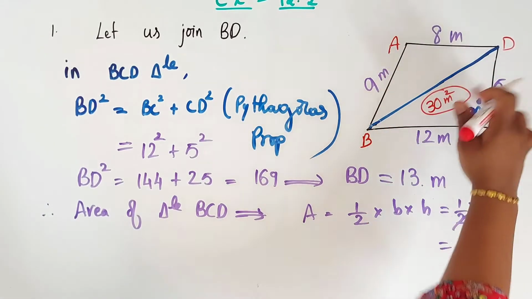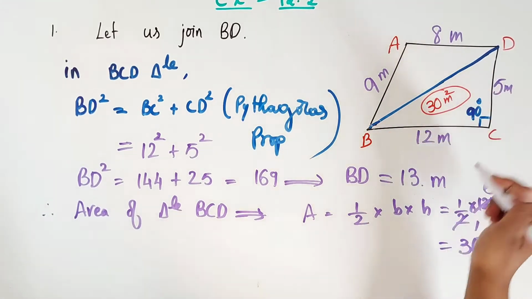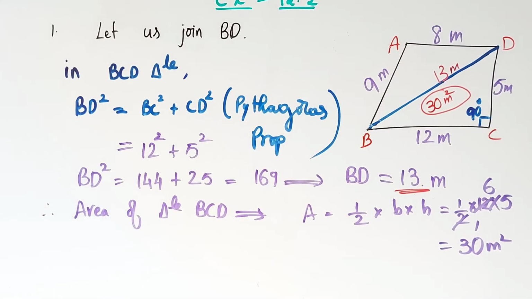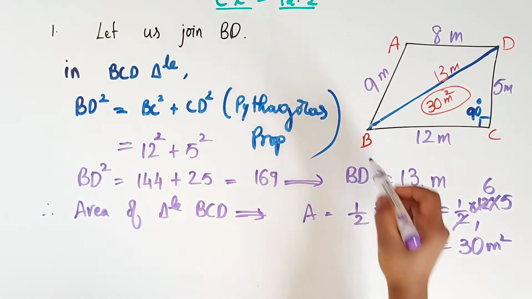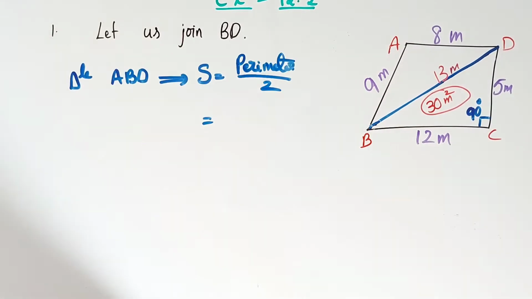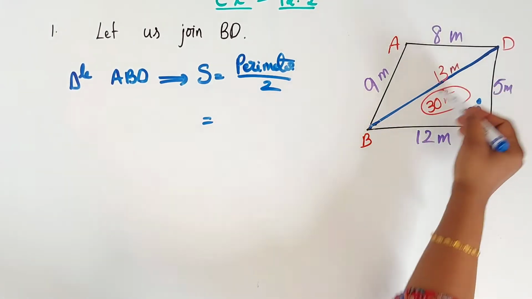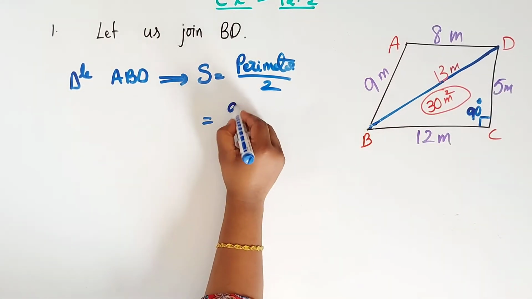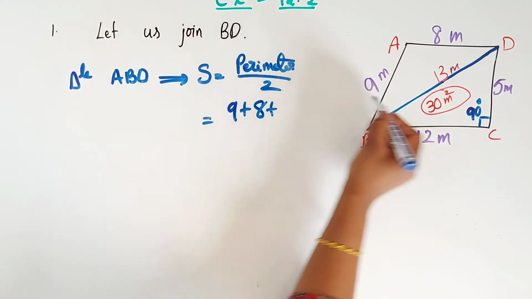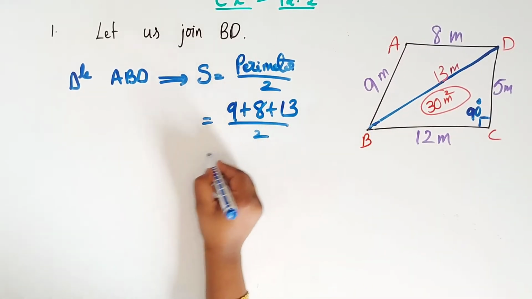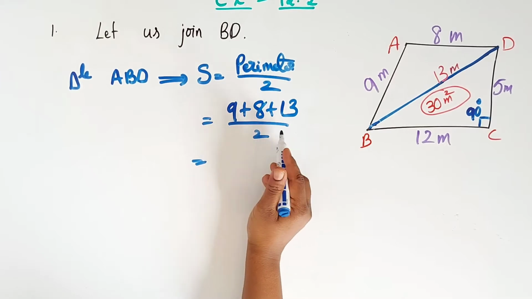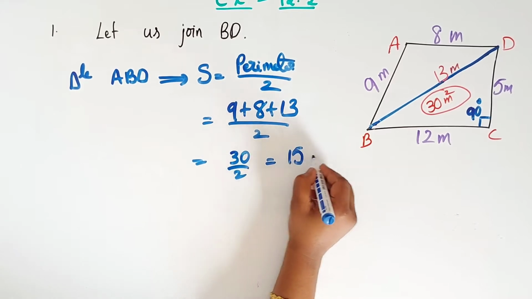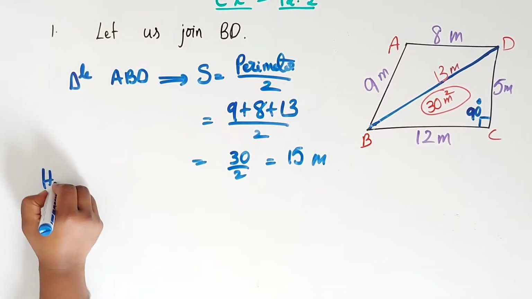Now we will find out triangle ABD area children. What is BD here? BD is 13 meter. We will write it here. It is 13 meter. Right children? Now what we have to do? We have to apply Heron's formula for ABD triangle. Now we are considering triangle ABD children. What is S? Perimeter divided by 2. Perimeter means sum of all the sides. That is 9 plus 8 plus 13 divided by 2 children. 9 plus 8 is 17. 17 plus 13 is 30 by 2. 30 by 2 equal to 15. 15 meters children.